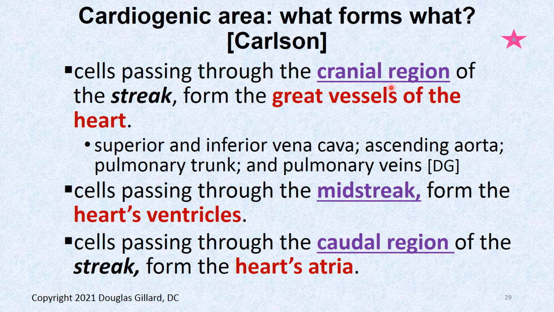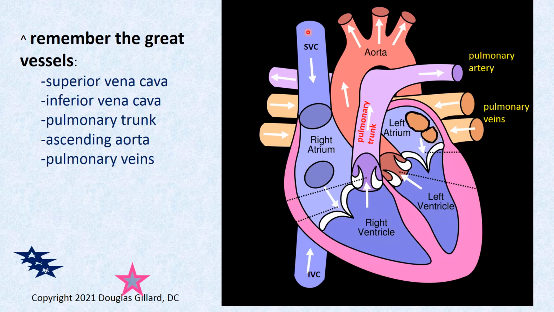All right, so cells passing through the cranial portion of the streak will form specifically how is this cardiogenic area made up? The cells that pass through the cranial part of the streak form the great vessels. So who are the great vessels? Superior vena cava, inferior vena cava.